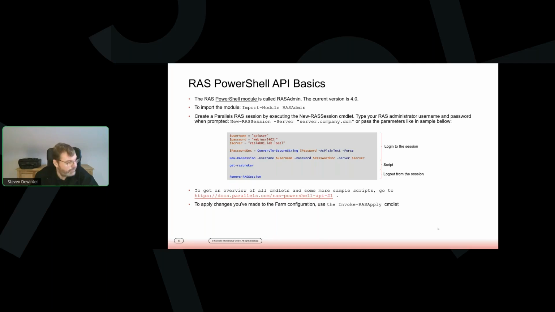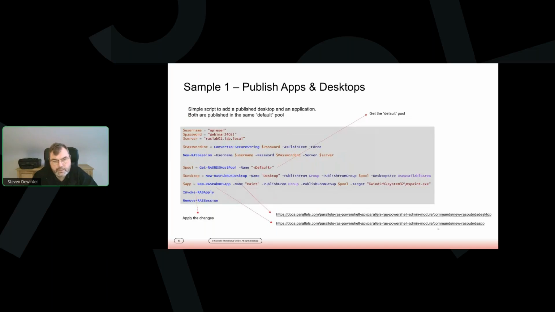So the first example that I have prepared is something which is pretty common. You want to, for example, create a bunch of published resources, and that could be desktops and/or applications.